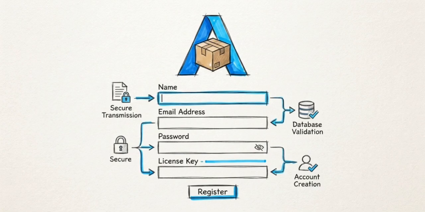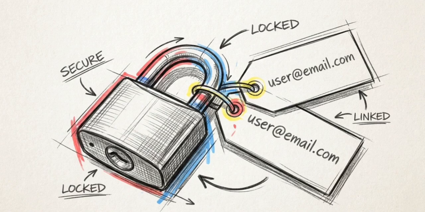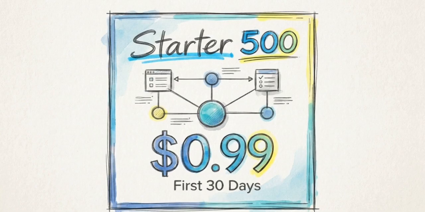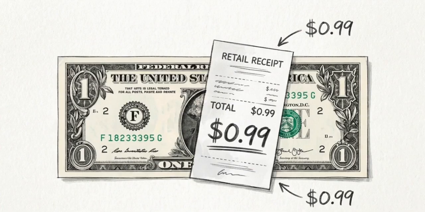To get products into that skeleton, go back to the AI Builder and register for the AutoDS automation tool. Again, use the exact same email address to keep everything linked. Select the Starter 500 plan in AutoDS. This activates a 30-day trial for exactly 99 cents, which officially spends your $1 budget for this build.